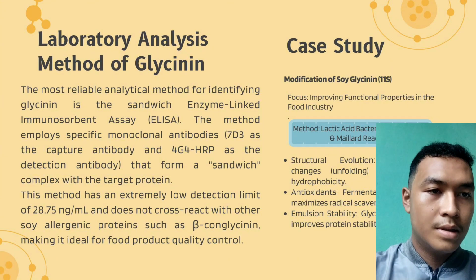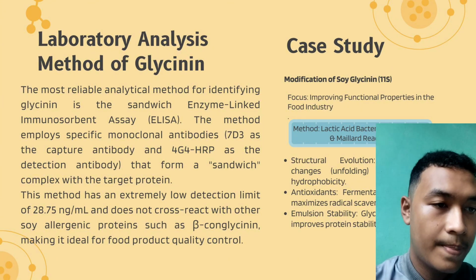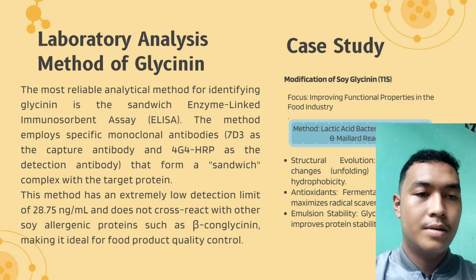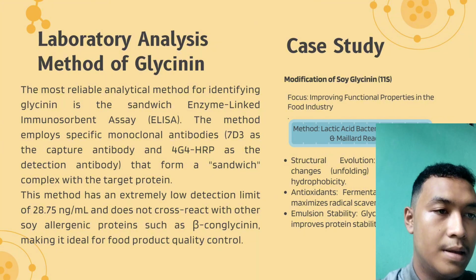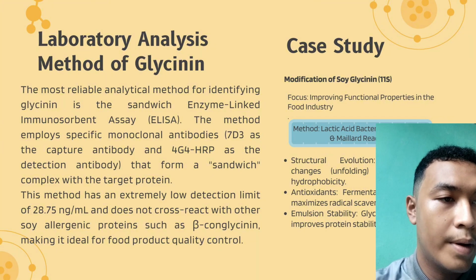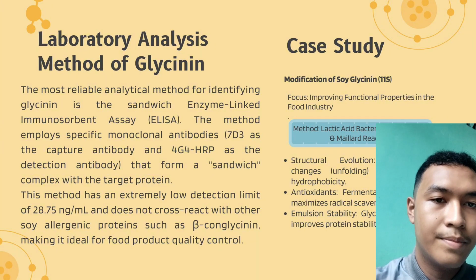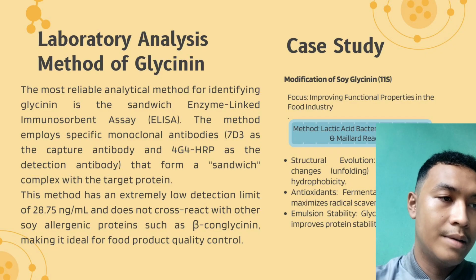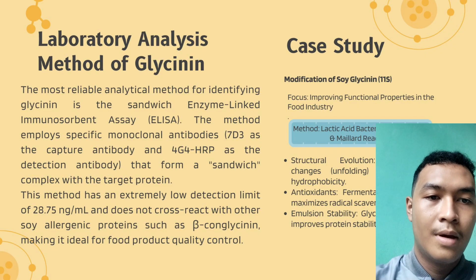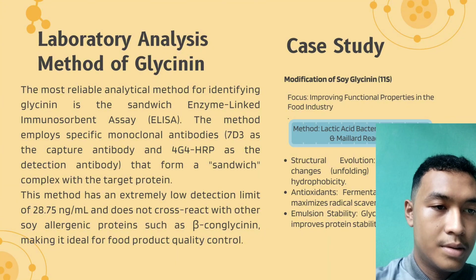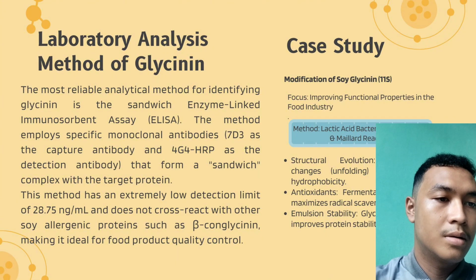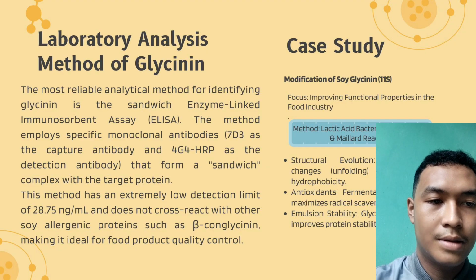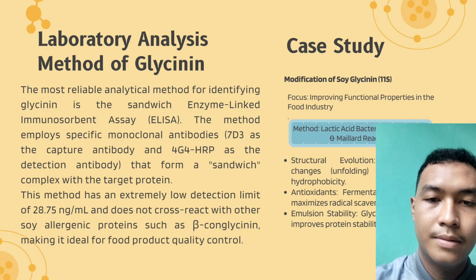What makes it exceptional is its performance. It has an extremely low detection limit of only 28.75 nanogram per milliliter. This means it can detect even tiny amounts of glycinin in a sample. Furthermore, this method doesn't cross-react with other soy allergenic proteins such as beta-conglycinin.